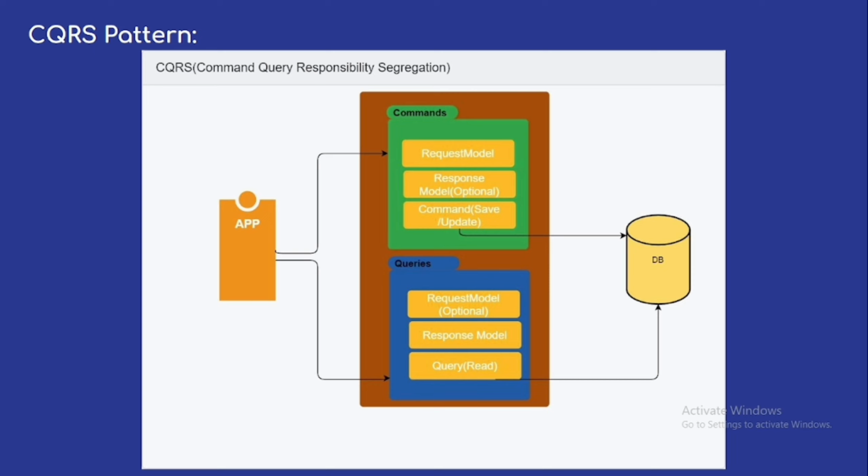Queries means operations to fetch the data from the database. Commands means to save or update the data in the database. In the CQRS pattern, queries contain a query entity, response model, and request model. Here, if you observe the diagram, the request model is optional. In the same way, a command also contains a command entity, response model, and request model. Here, the response model is optional.